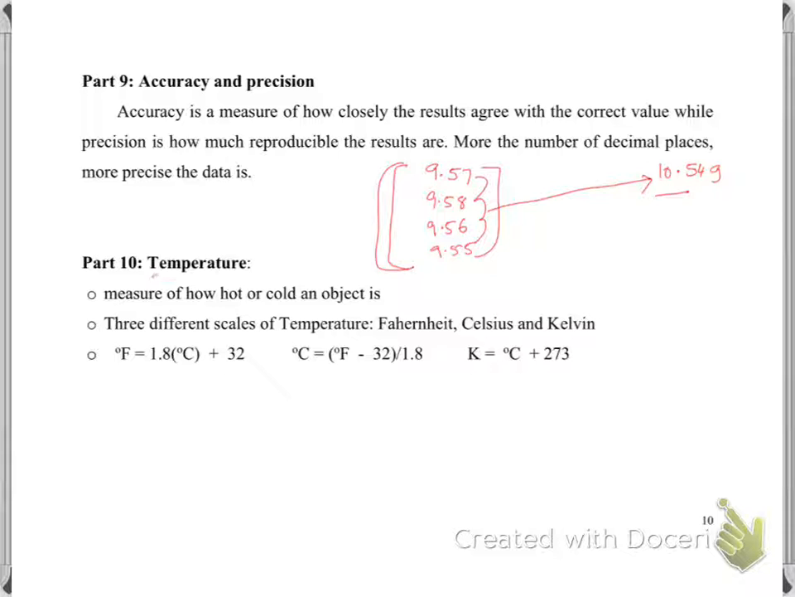The last topic here is temperature. Temperature is a measure of how hot or cold an object is. 3 temperature scales are used: Fahrenheit, Celsius, and Kelvin. Fahrenheit is the most common in the United States. Now, if you have to go from one unit to another, for example, if the temperature is given in Celsius and you have to convert it into Fahrenheit, you use this relation. If it is given in Fahrenheit and you have to change it to Celsius, you use this one. And if it is given in Celsius and you have to change it to Kelvin, then you use this.